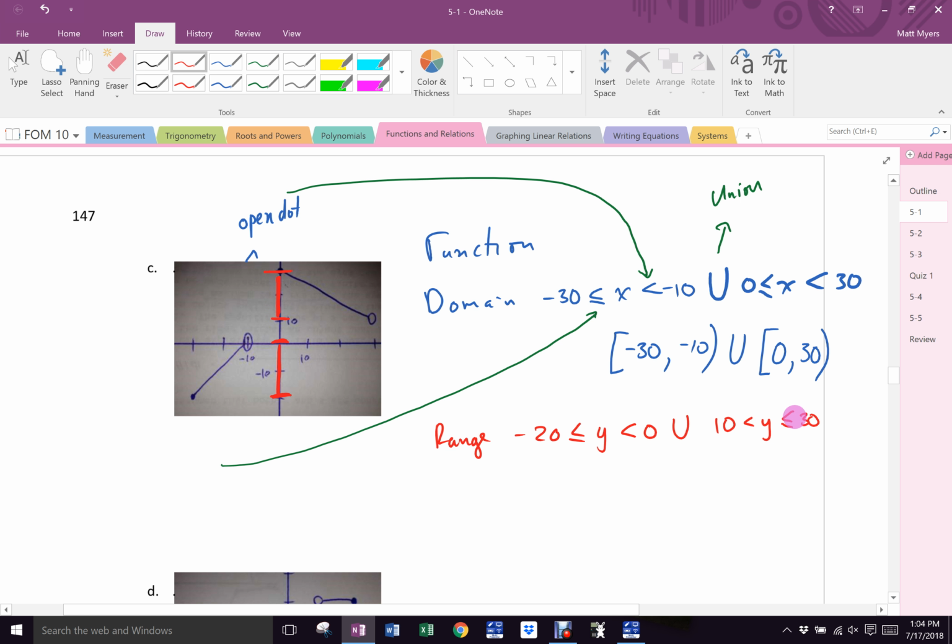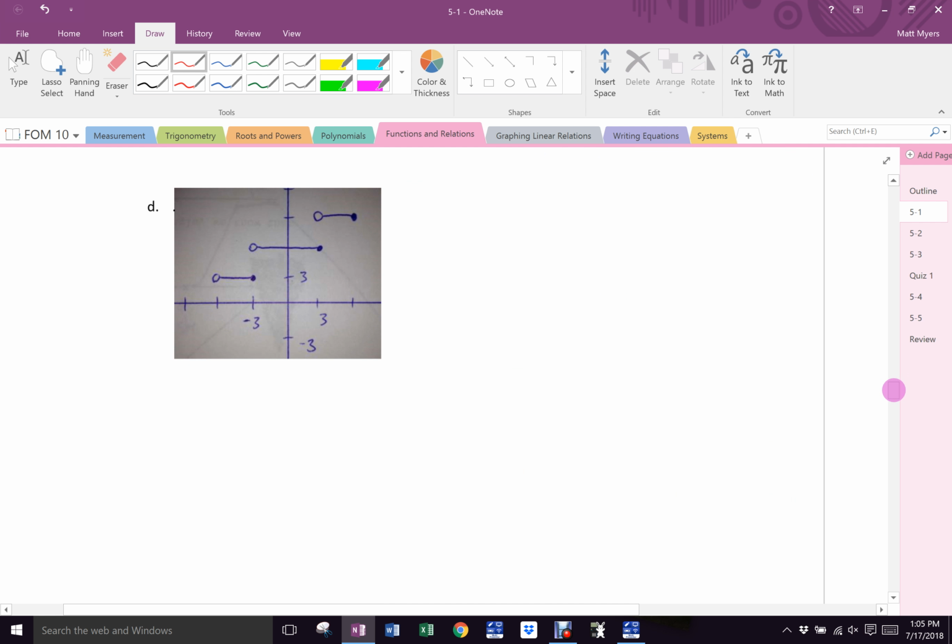Now write that in interval notation. -20. What kind of bracket? Comma. To what? What kind of bracket? Round. Union. Do I hit 10? So what kind of bracket? Round. 10. Up to what? Do I hit 30? Square. Is everybody good? Okay. Let's look at the last one.